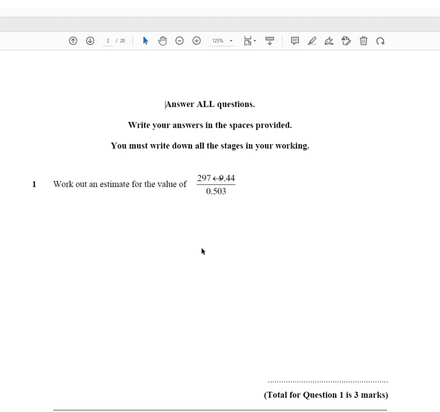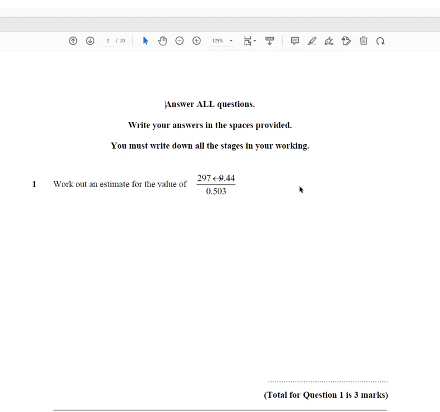Now what you must not do is work out what it actually is, because you can't use a calculator. A common mistake is for people to actually try and work out what that is and then round it off. No, that's not what you need to do. You need to round off each number to one significant figure. So this is in the hundreds, round it to the nearest hundred. This is units, so round it to the nearest unit. This is tenths, so round it to the nearest tenth. Round each of those numbers off and then multiply and divide with those rounded off numbers. And that is your estimate.